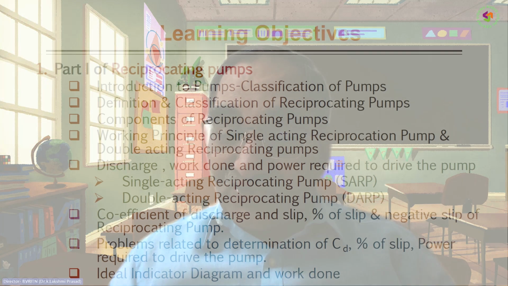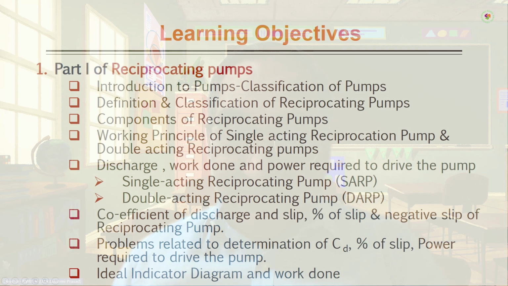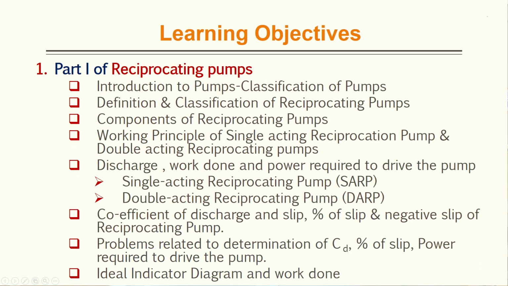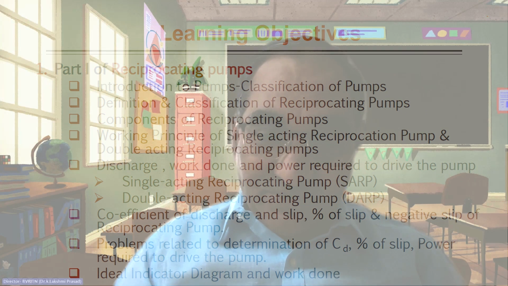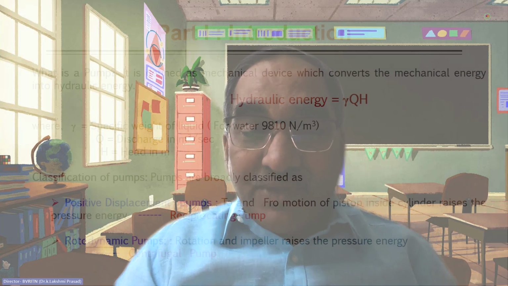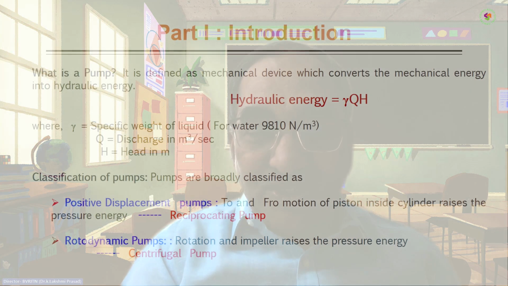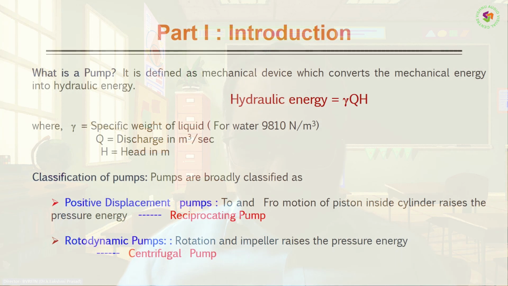So, if you want to operate, a pump has to be always coupled with a motor. A motor converts electrical energy to mechanical energy, and that mechanical energy is the input to the pump, and the pump converts that mechanical energy to hydraulic energy.